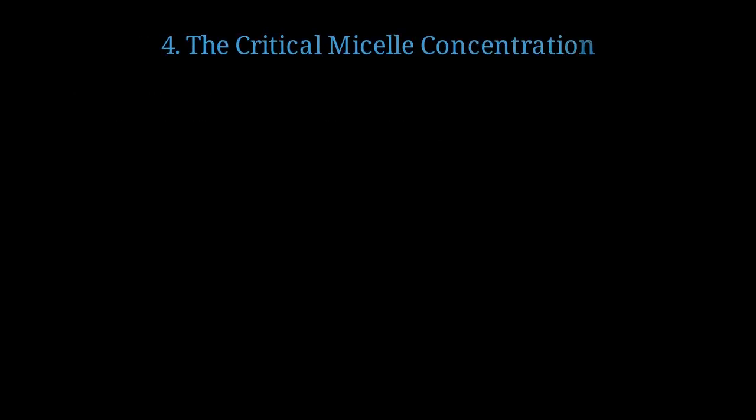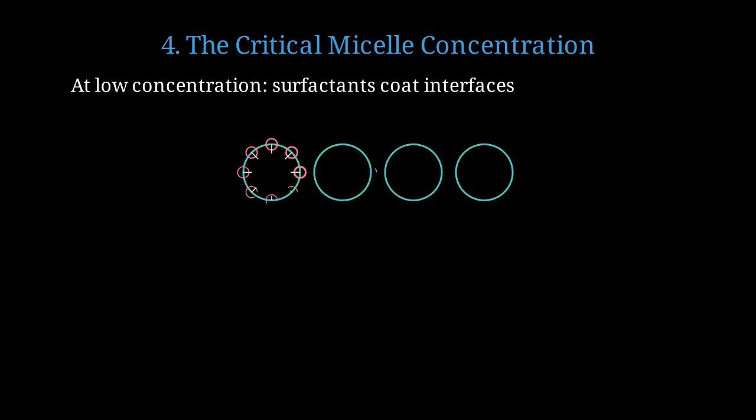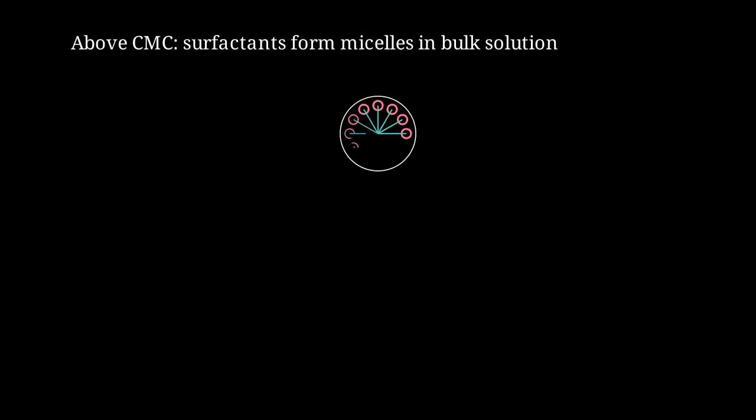Everything changes when we reach a critical surfactant concentration called the CMC. At low concentrations, surfactants preferentially go to interfaces, where they reduce energy most effectively. Below the CMC, surfactants spread out, coating all available droplet surfaces. This is the stabilization regime. But above the critical micelle concentration, something fascinating happens. Surfactants start forming micelles, tiny spherical aggregates in the bulk solution. A micelle has hydrophobic tails pointing inward, creating an oily core, while hydrophilic heads face outward into the water.